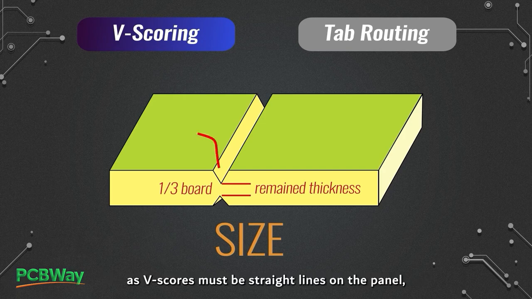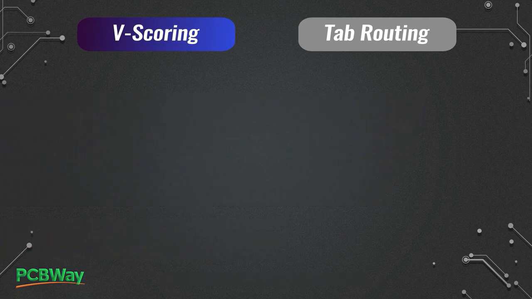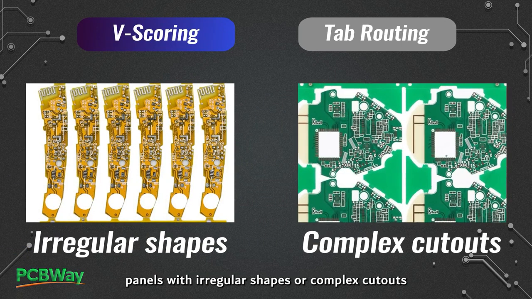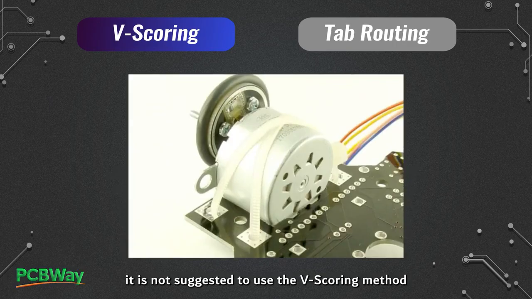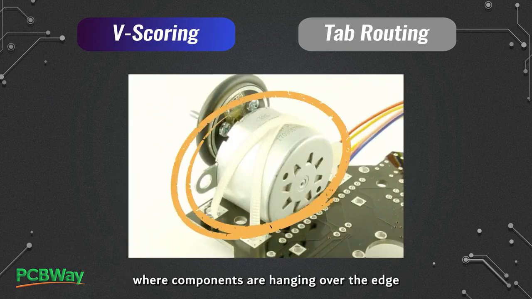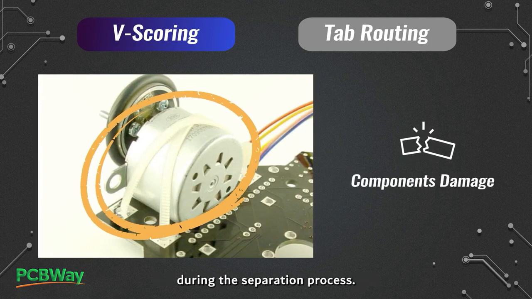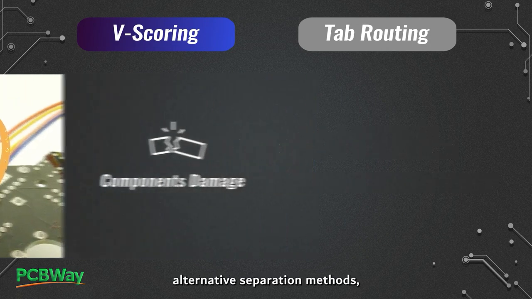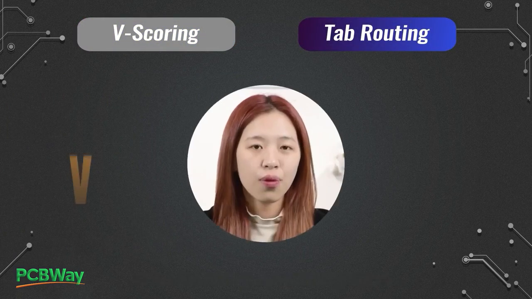However, as V-scores must be straight lines on the panel, this method has some restrictions. For example, panels with irregular shapes or complex cutouts may not be suitable for V-scoring. Also, it is not suggested to use the V-scoring method where components are hanging over the edge, as the components could be damaged during the separation process. In such cases, alternative separation methods, such as tab routing, may be more appropriate.